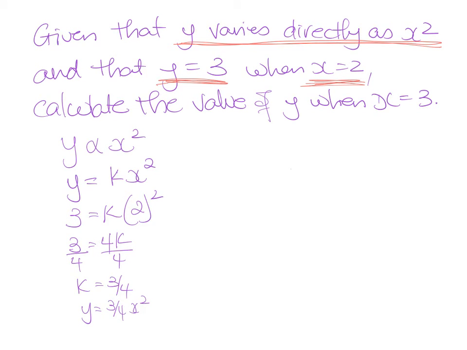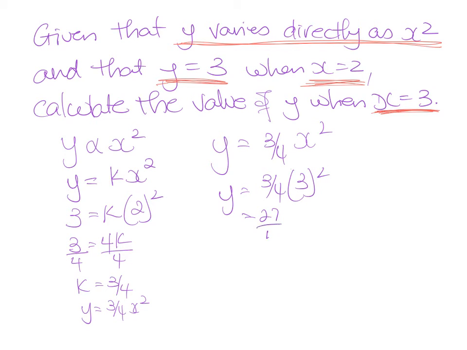So now we can answer the question: what is y when x is 3? We know that y is equal to 3 over 4 x squared. So y is equal to 3 over 4 by 3 squared, which gives us 27 over 4, which gives us 6 3/4.